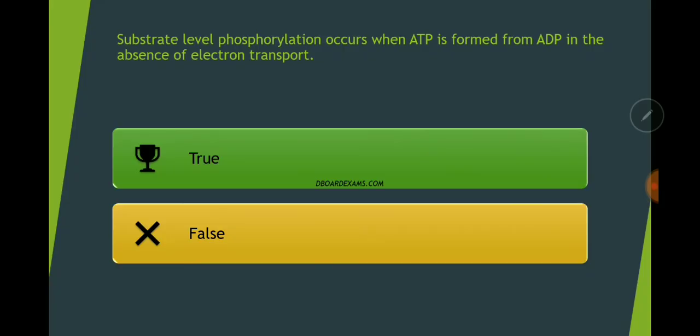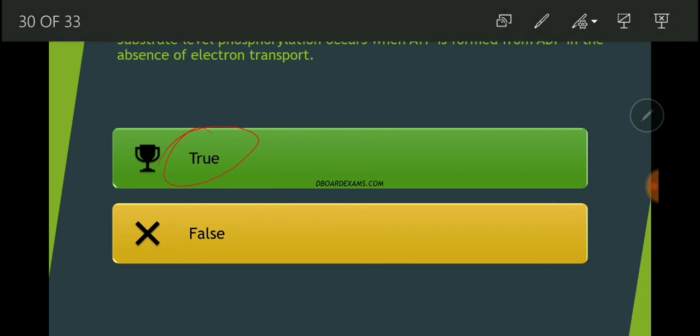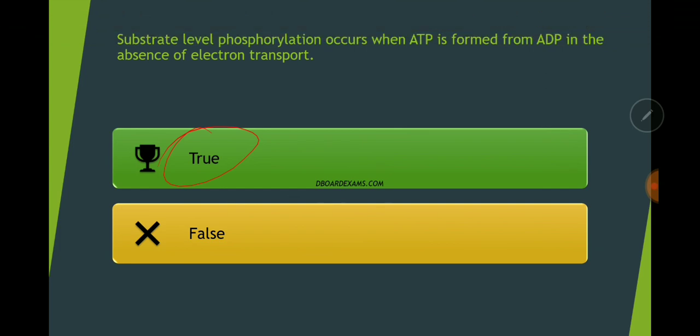All right. So, question. Substrate level phosphorylation occurs when ATP is formed from ADP in the absence of electron transport. That is true. So far, we have not talked about any electron transport, right? So this is true. Make sure you remember that. Substrate level phosphorylation does not involve oxygen, and it occurs in the cytoplasm because glycolysis is occurring in the cytoplasm, right?